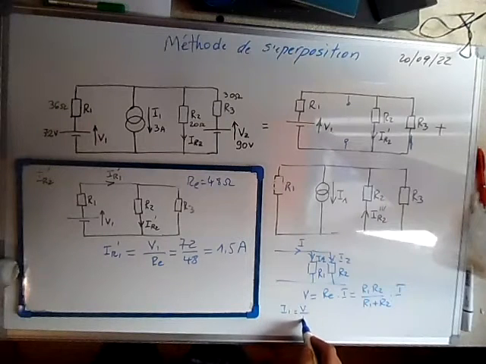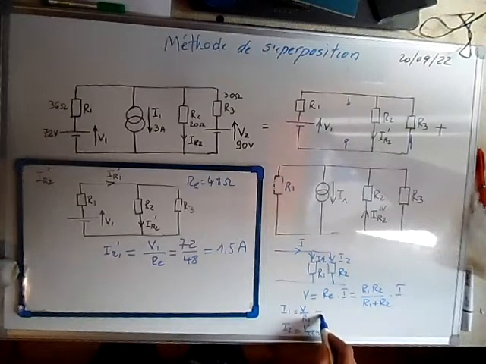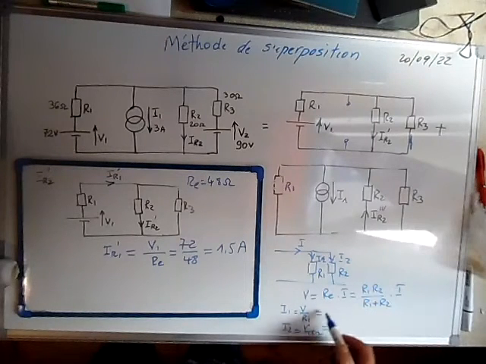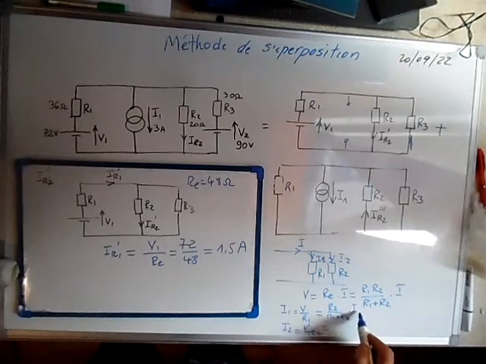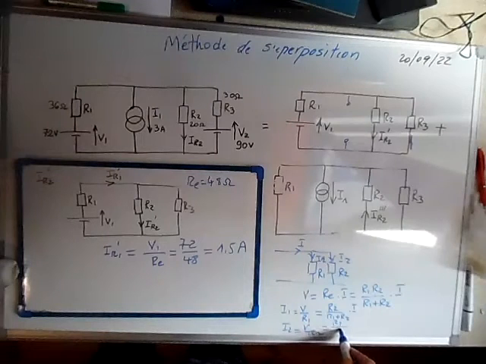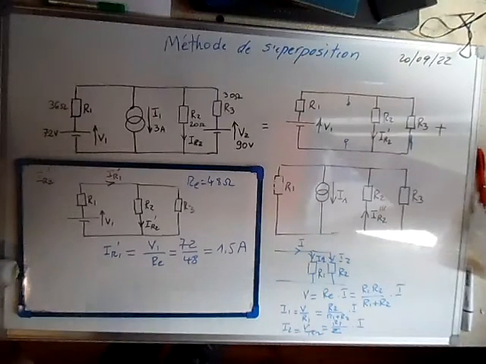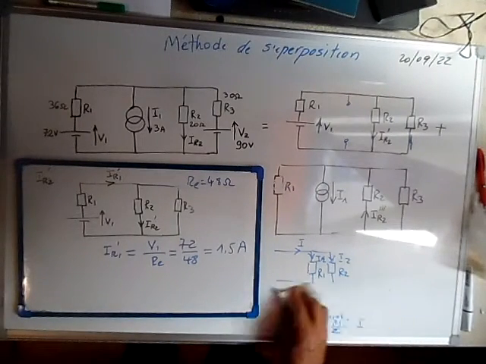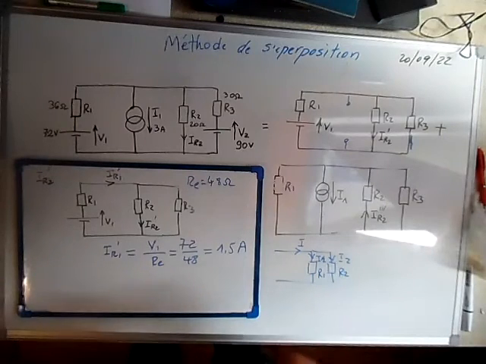knowing that I1 is equal to V over R1 and I2 is equal to V over R2, we can say that I1 is equal to this divided by R1. We're left with R2 over R1 plus R2 times the main current, and here it's R1 over the sum of the resistances times the current. Okay, now we can extend this to three resistances in parallel.